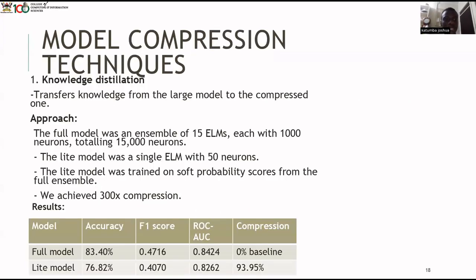Now for model compression techniques, we used knowledge distillation, where we transferred knowledge from the large model to a compressed one. We looked at 15 ELMs, each with 1,000 neurons, totaling 15K neurons. And the lite model was a single ELM with 15 neurons. Then the lite model was trained on probability scores from the full ensemble. Below are the results that we achieved.